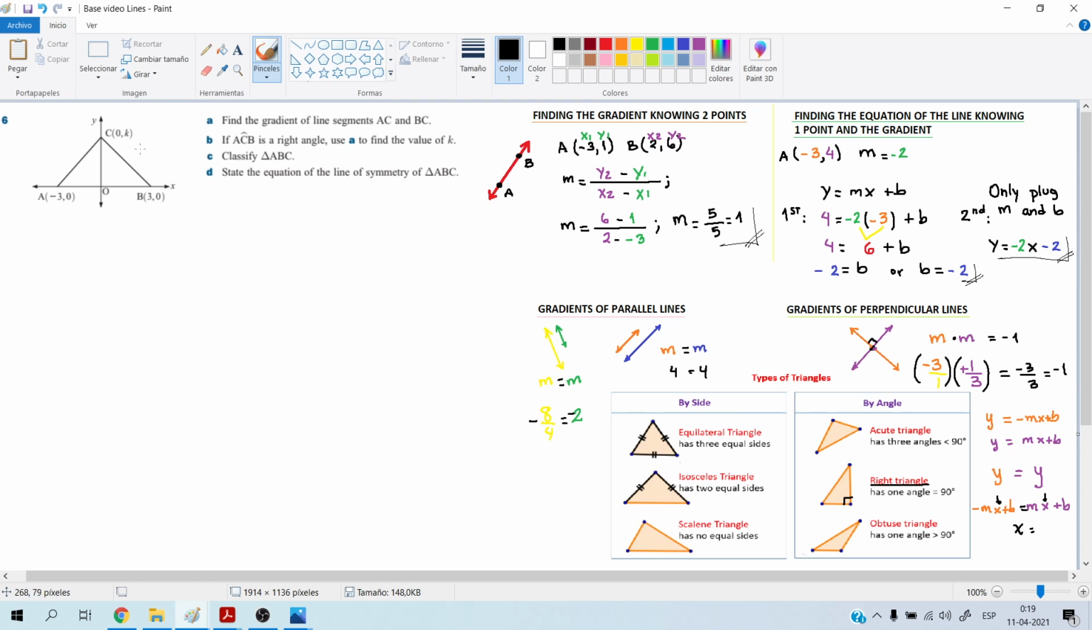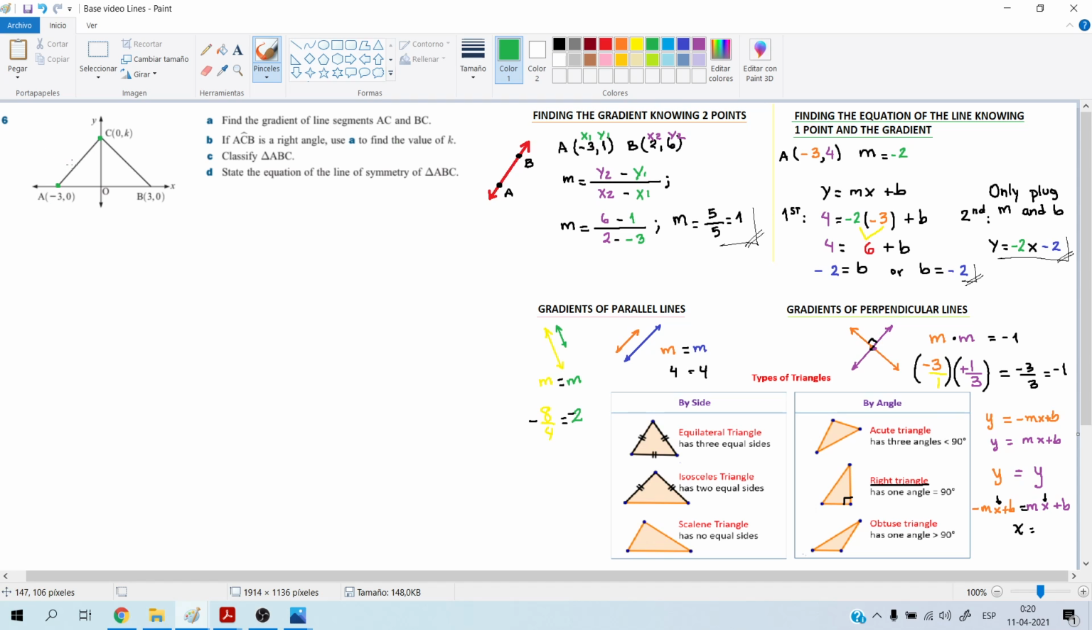Okay, now let's go back to the exercise. First, they say find the gradient of line segments AC and BC. So line segment AC, do we have information about this? Yeah, they give you the coordinates of A and the coordinates of C. And how do we find the gradient? You have the formula here. So I'm going to do it fast, okay?